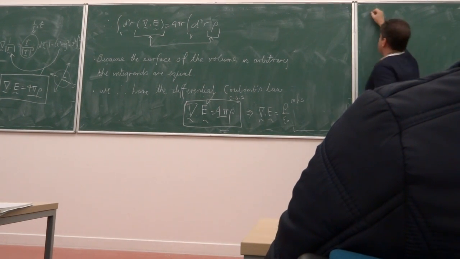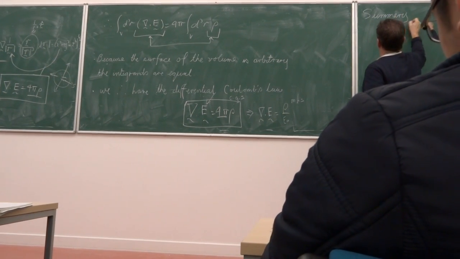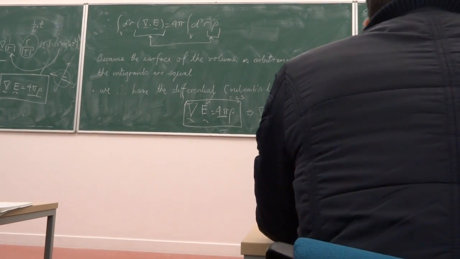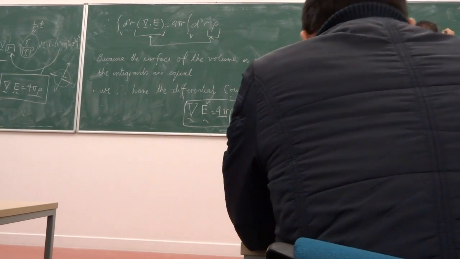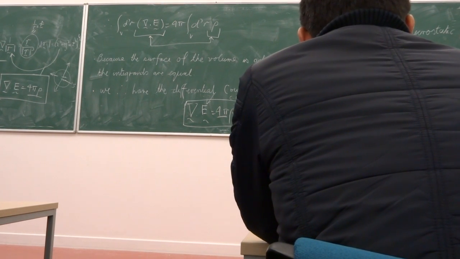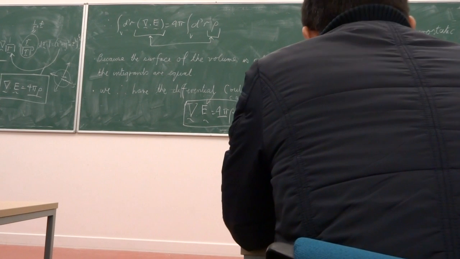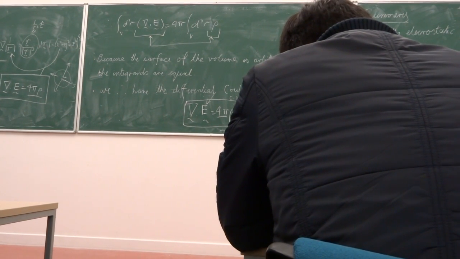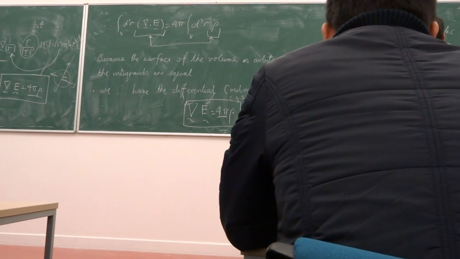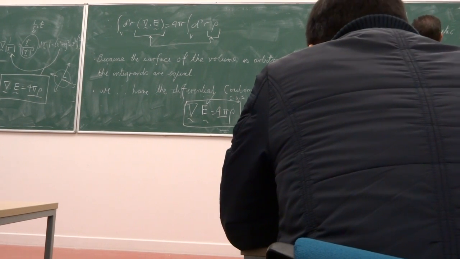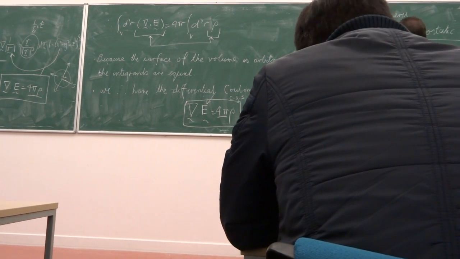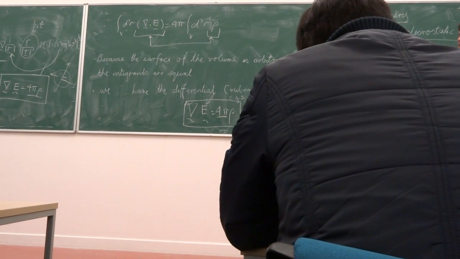So, just a quick summary. Here, therefore, the electrostatic field is described by a pair of equations. The div E is 4 pi rho, and the curl E is 0. So that's true for the statics case. Now, in terms of the potential, these two equations can be collapsed into one expression.